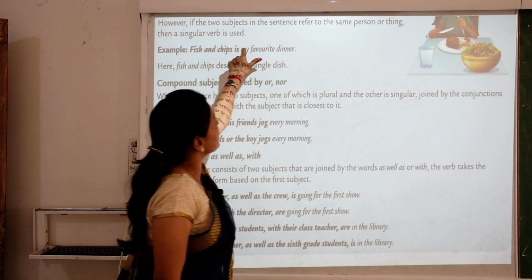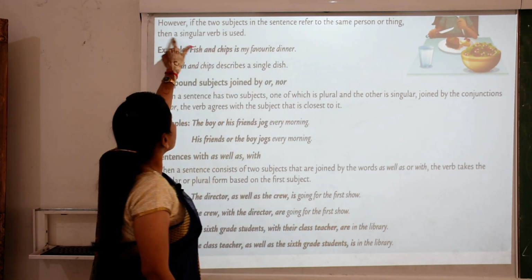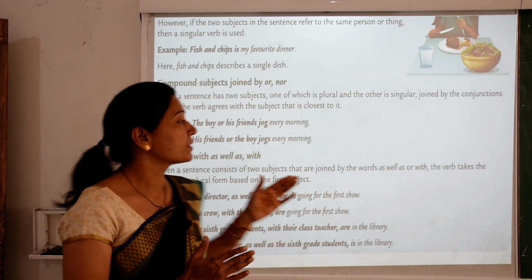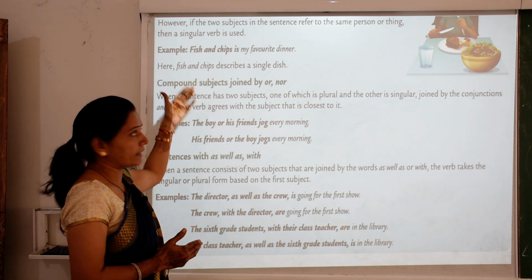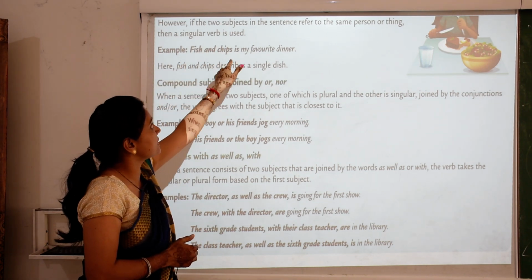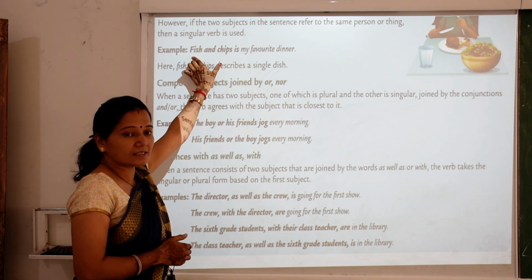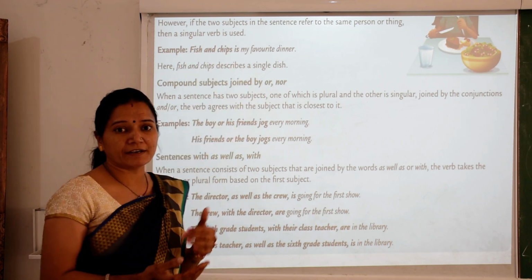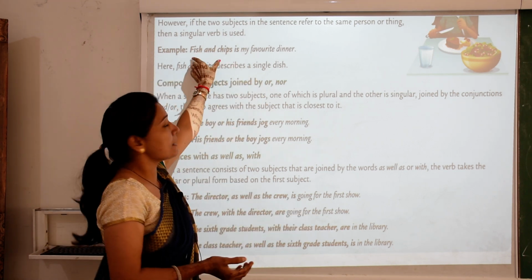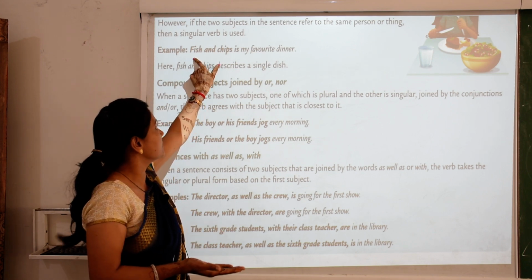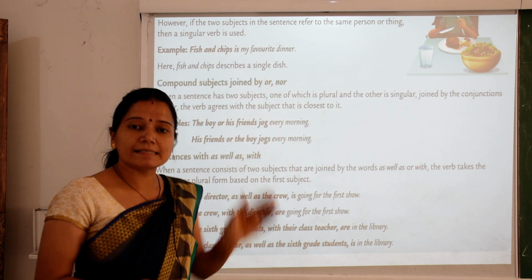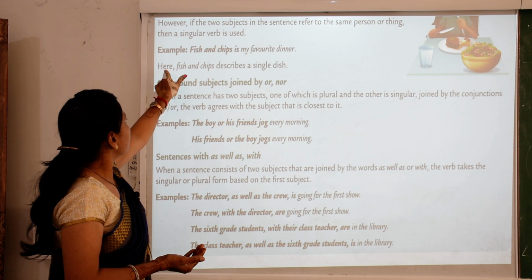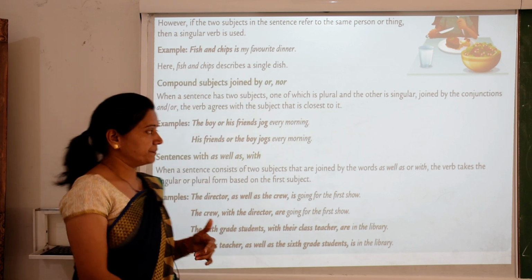However, if the two subjects in the sentence refer to the same person or thing, then a singular verb is used. So don't forget students, please keep these things in your mind. It is just the opposite of what we read before. Fish and chips is my favorite dinner. As you can see here, and is joining two nouns, but they are not different nouns, they are the same thing. So with that we always put a singular verb. So fish and chips is my favorite dinner. Here fish and chips describes a single dish.